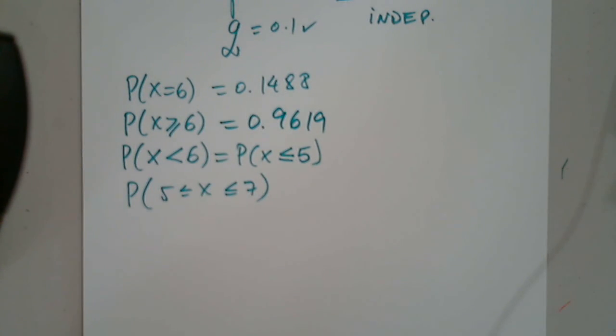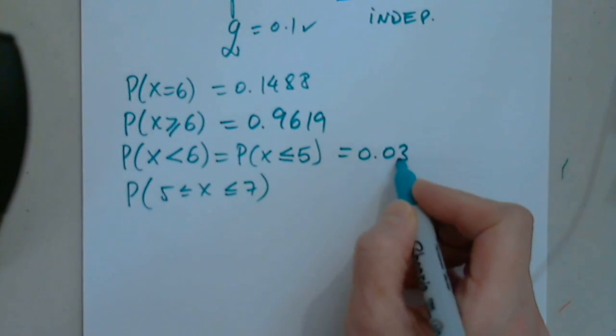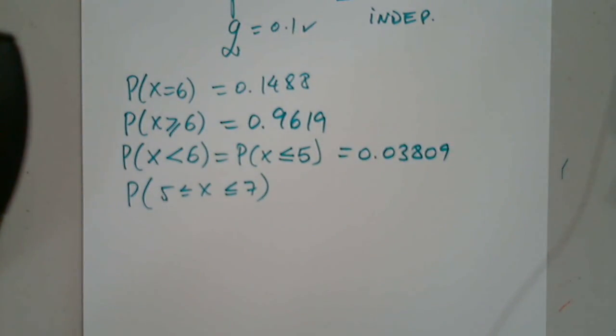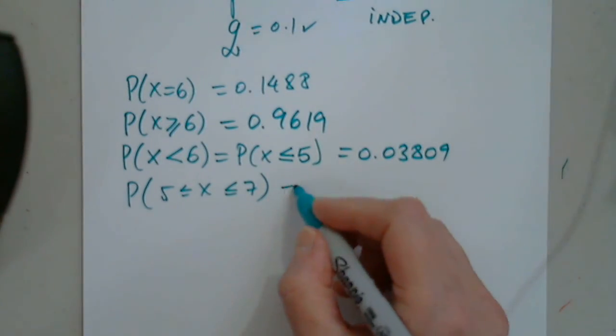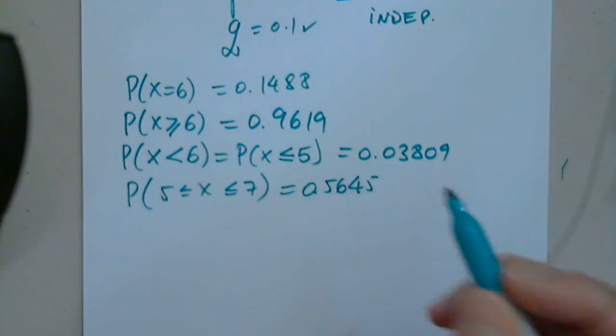Less than 6. The probability is 0.03809. So now if I put less than or equal to 5, the probability has to be identical with what we just got a second ago, 0.03809. And now for between, I click the between, and I have between 5 and 7, and compute. And that is 0.5645.